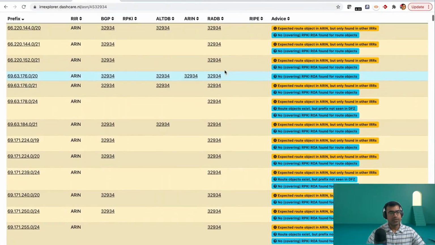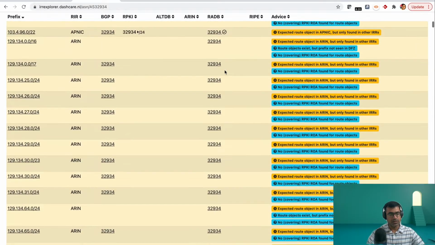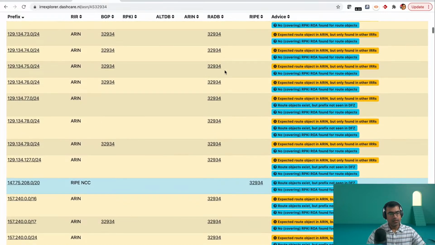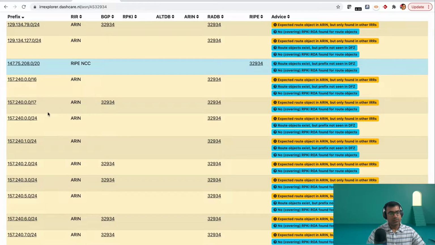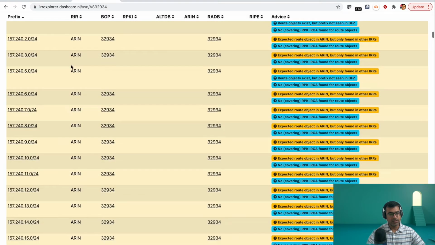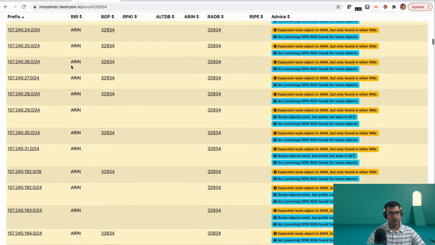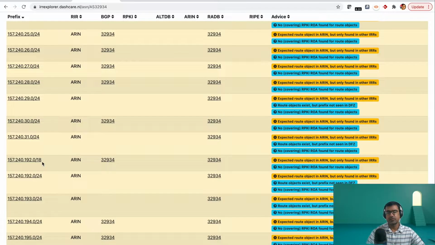And here you can see 157. Let's go back, just to make sure we are looking at the right thing. Yes, 157.240.70 is there, and a lot of /24 prefixes. Yes, you can see that the /18 is defined by ARIN, right?